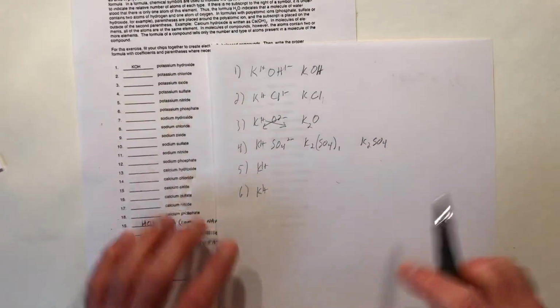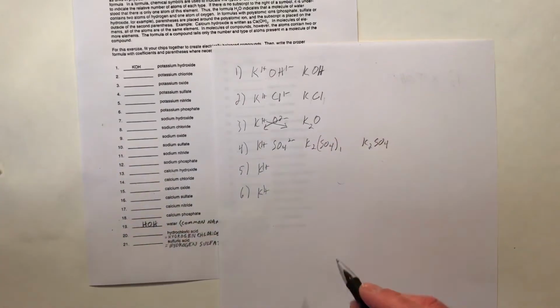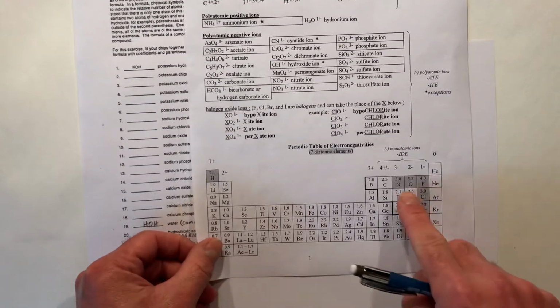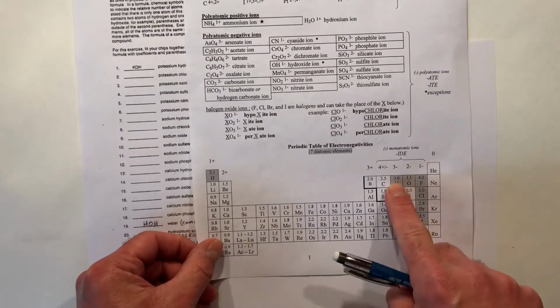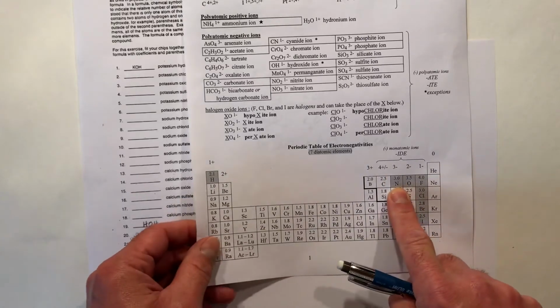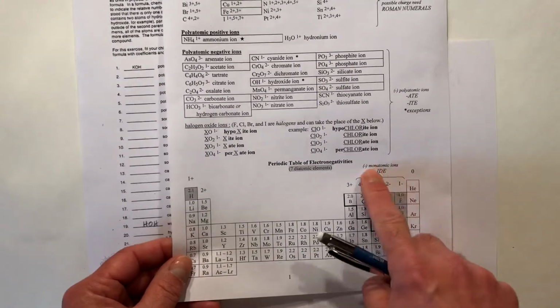For number 5, potassium nitride. K1 plus for potassium. Nitride is N3 minus, right? Nitrogen with a 3 minus charge would be nitride. Remember, the IDEs are the monatomic negative ions that we would find here.